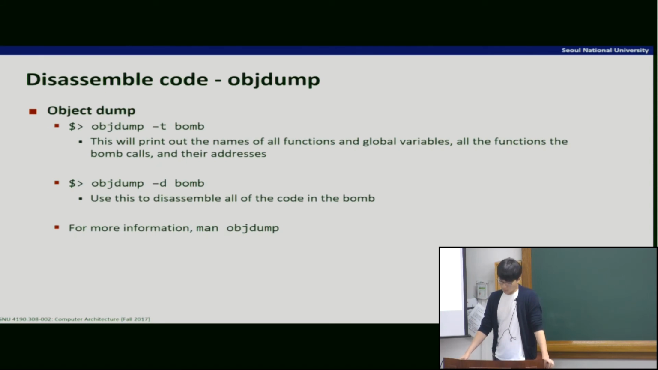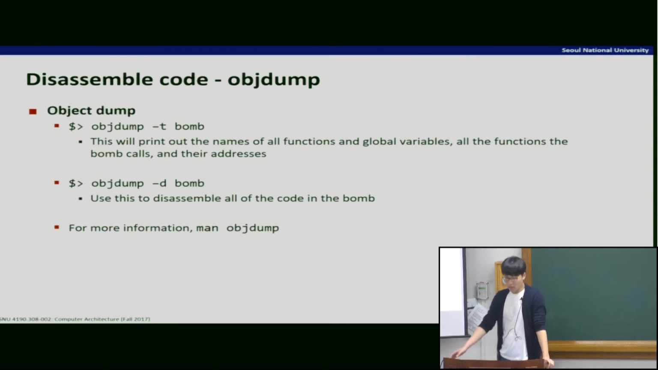So I'll talk about a disassembly tool called objdump. The command objdump -t bomb gives you information such as functions, global variables, the functions the bomb calls, and their addresses. The command objdump -d bomb gives you the disassembled code in the bomb. You can see every assembly function's code and the .text and .data parts. Also, you can enter the man objdump command for more information about objdump.